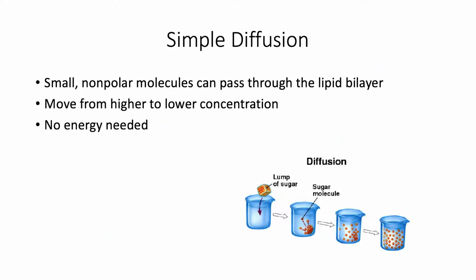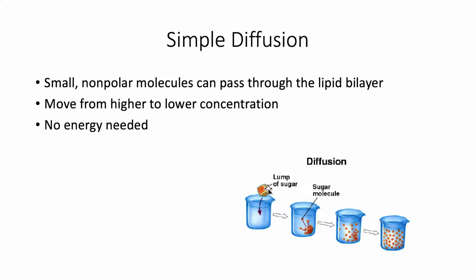The first type of passive transport is simple diffusion, and during simple diffusion, small nonpolar molecules pass through the lipid bilayer along their concentration gradient. They move down their concentration gradient, so they go from an area where there's high concentration to an area where there's low concentration. Substances have a natural tendency to spread out as molecules bump into each other, therefore no external energy is required.